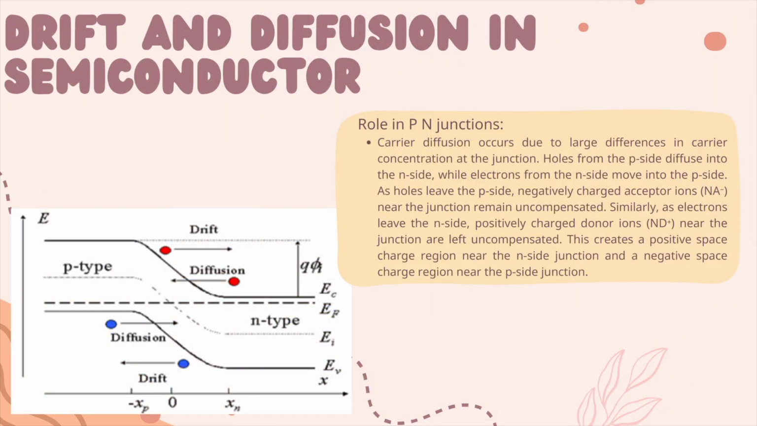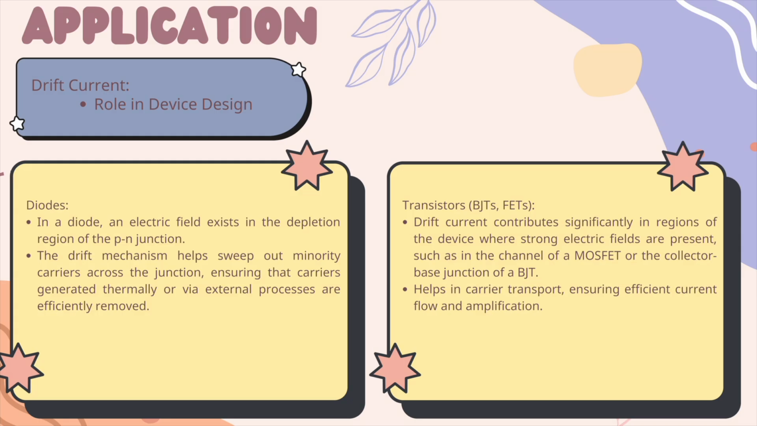Role in p-n junction. Carrier diffusion occurs due to large differences in carrier concentration at the junction. Holes from the p side diffuse into the n side, while electrons from the n side move into the p side. As holes leave the p side, negatively charged acceptor ions near the junction remain uncompensated. Similarly, as the electrons leave the n side, positively charged donor ions near the junction are left uncompensated. This creates a positive space charge region near the n side junction and a negative space charge region near the p side junction.